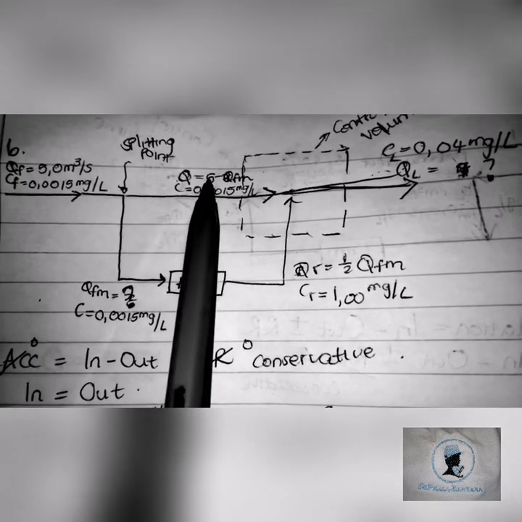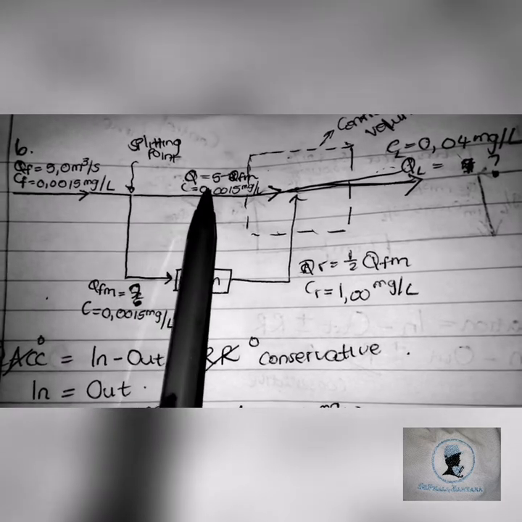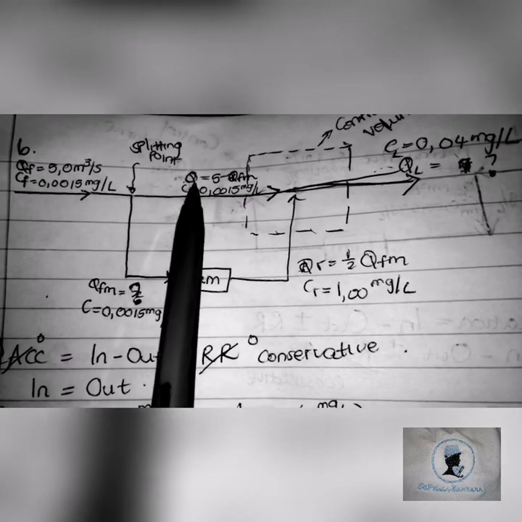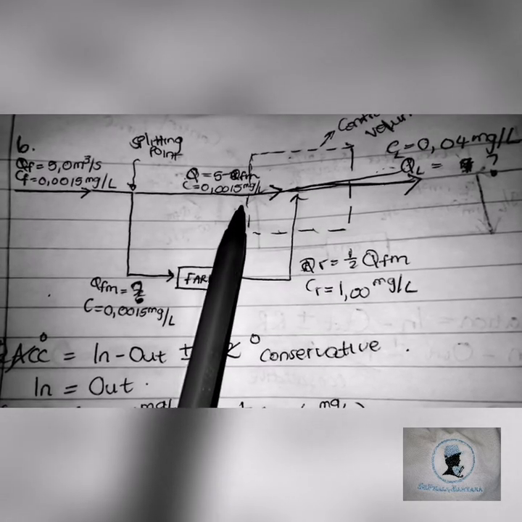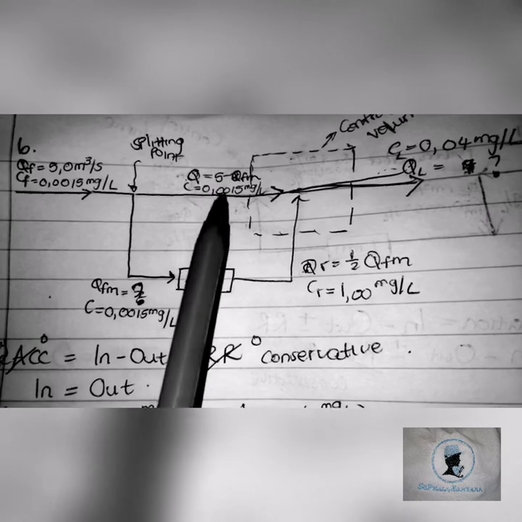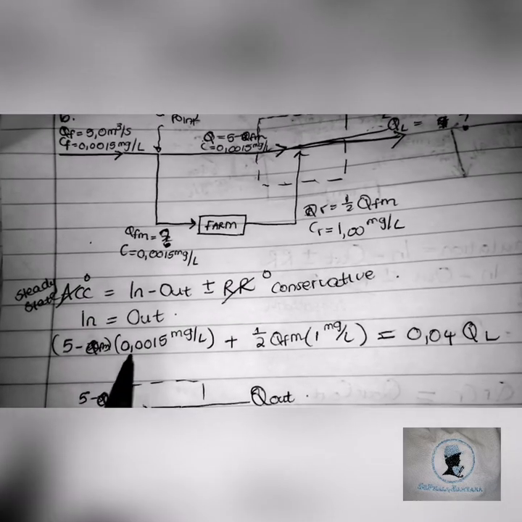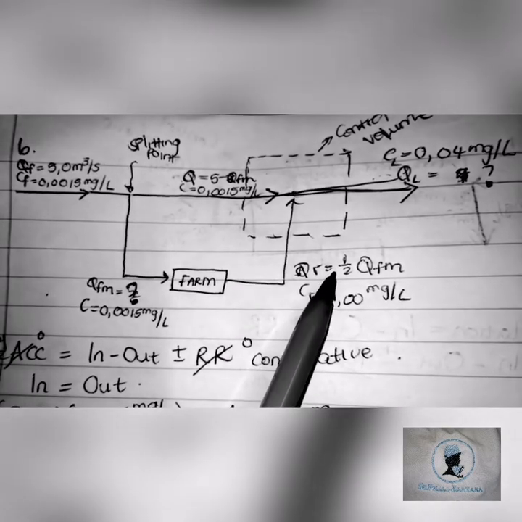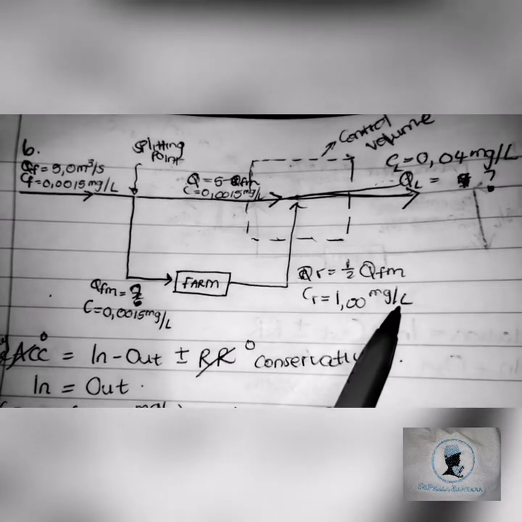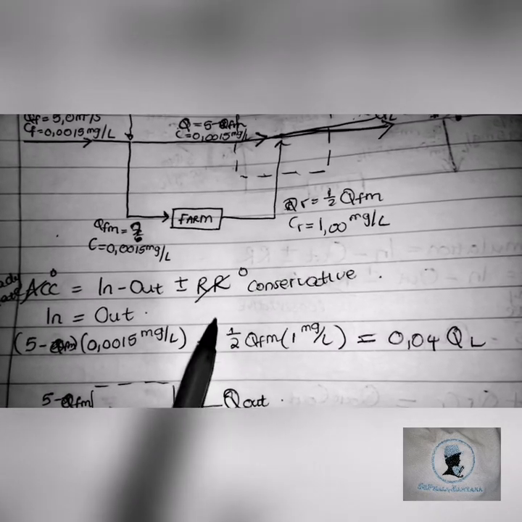It's going to be 5 minus QFM. QFM is the flow rate that the farmer is going to withdraw. So we do not know the concentration of that, so we denote it as QFM. So it's going to be 5 minus QFM multiplied by 0.0015 plus, we're going to deal with this one after the disturbance has occurred. It was stated that the concentration is now 1. So it's going to be plus 1 multiplied by 1 over 2 QFM.